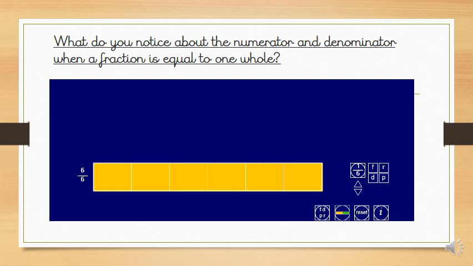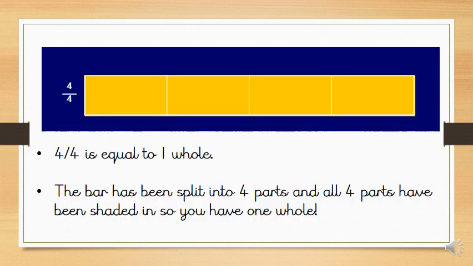So what do you notice about the numerator and denominator when a fraction is equal to one whole? So we know that 4/4 is equal to one whole. The bar has been split into 4 equal parts. So that's our denominator. And then all 4 parts have been shaded in, 4 out of 4. So you have one whole. Imagine if you had a pizza and you cut your pizza into 4 equal parts and you ate all 4 pieces. You've eaten the whole pizza. So 4/4 is equal to one whole.